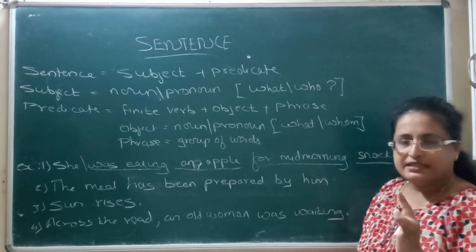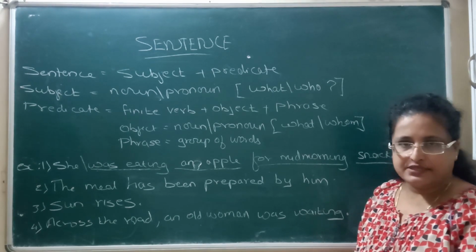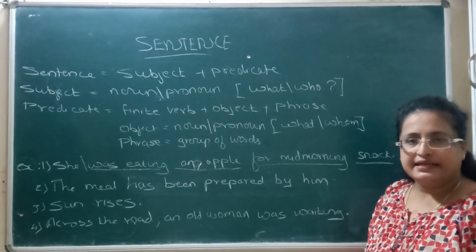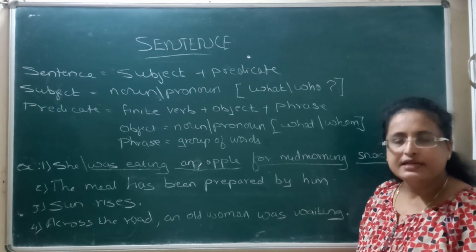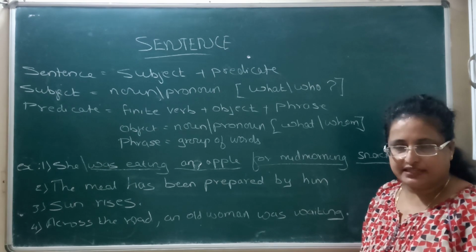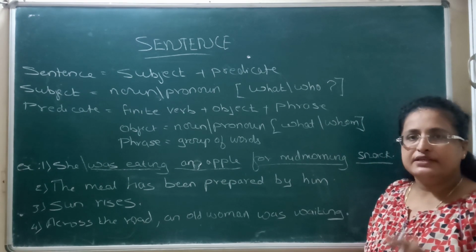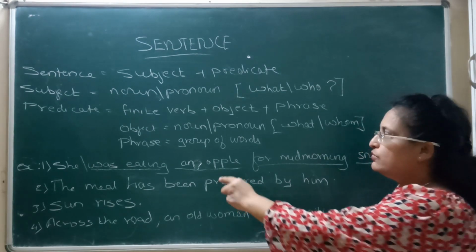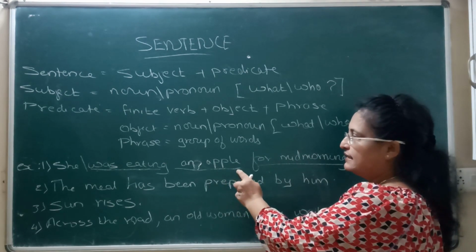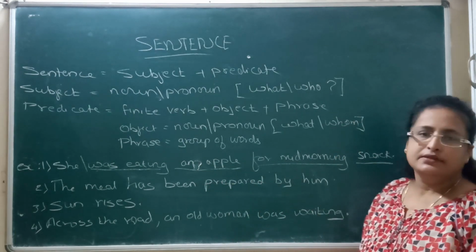Whenever a subject and predicate question comes to you all, identify what's the finite verb. Once the finite verb is identified, just before the finite verb, whatever the noun or the pronoun is, that would be the subject. And to identify the object, you ask the question to the verb, like, she was eating what? So what is the answer for that particular sentence? An apple. So this is the object, and the remaining would be the phrase.